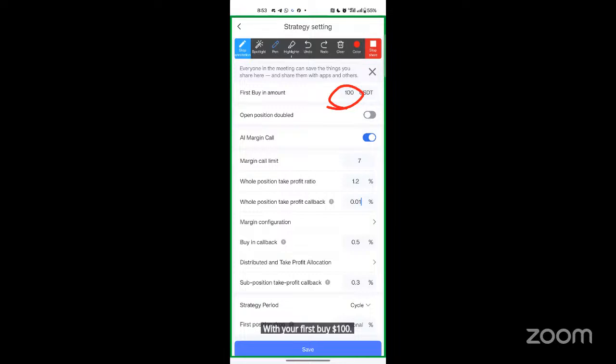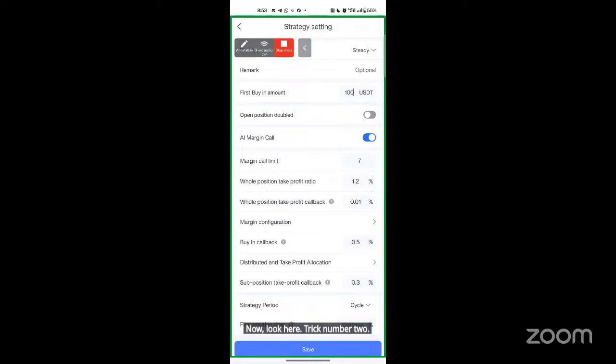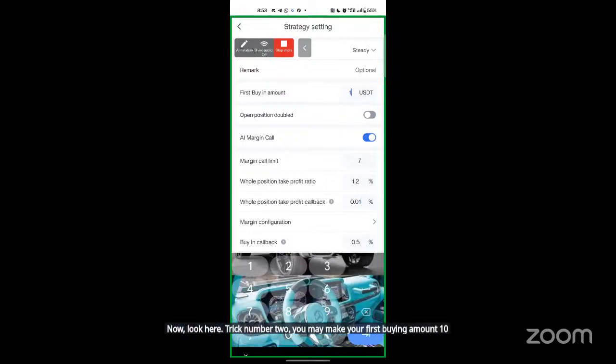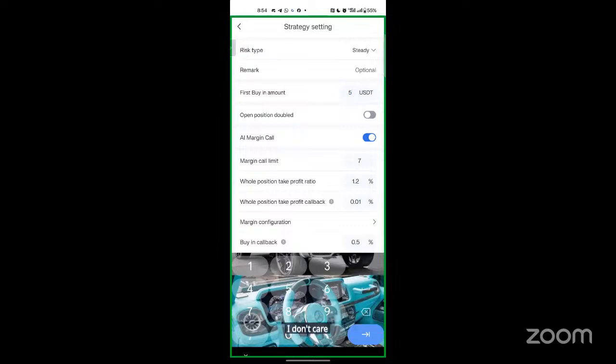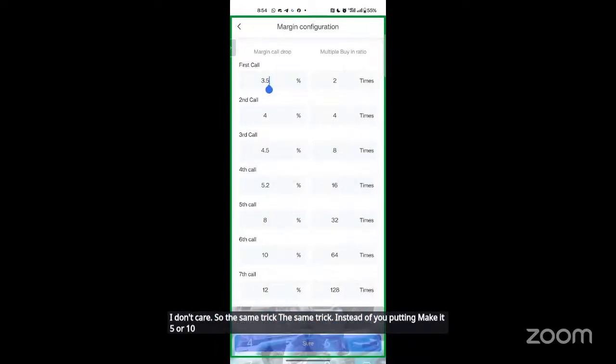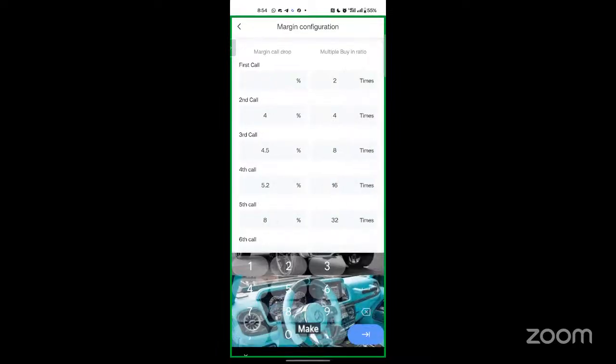Now, look here. Trick number 2. You may make your first buy in an amount of 10 or 15 or 5. I don't care. So the same trick: instead of you putting 100, make it 5 or 10. What do you do? Make these first 4 margin calls very small.